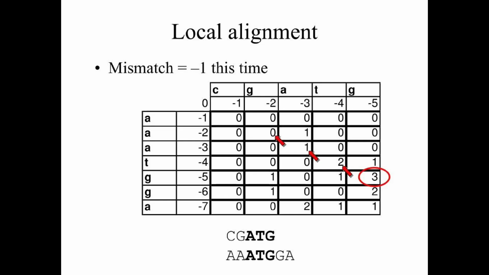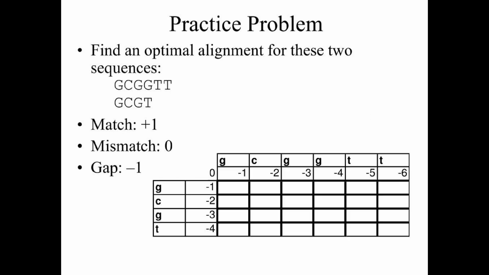Here we are giving a mismatch of -1 in this case. So for all the mismatches, the scores are given as 0, and from the maximum value we go diagonally. This is a problem given for you.